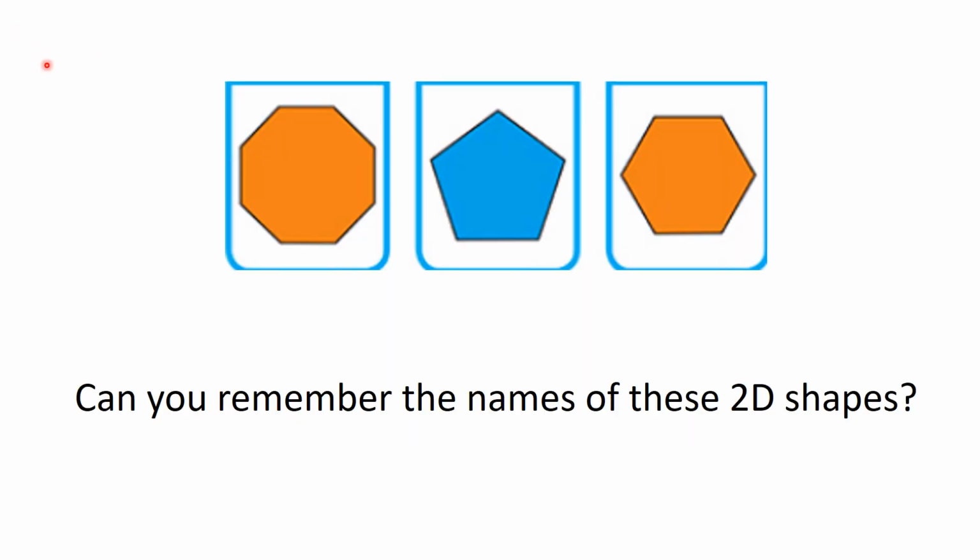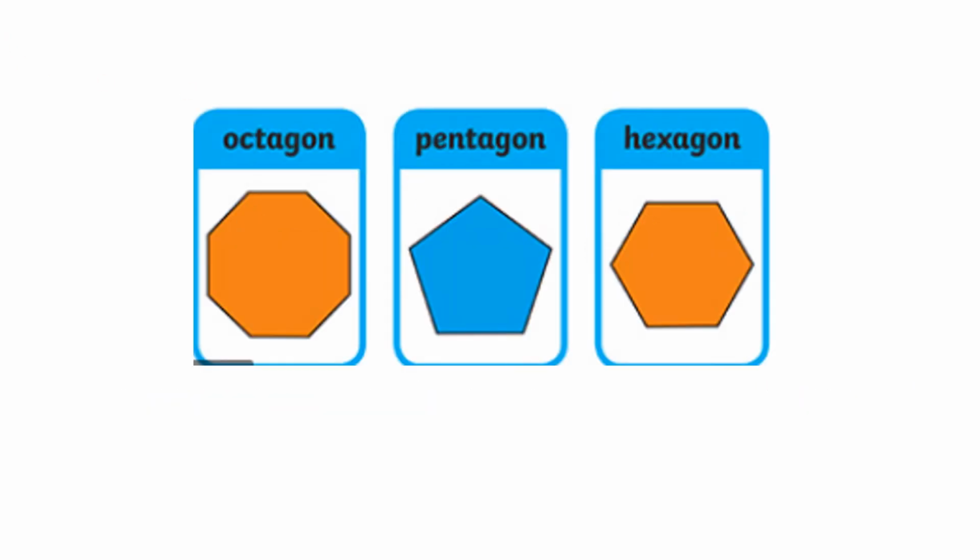Okay, what about these 2D shapes? Here are 3 more 2D shapes. Pause the video, talk with your partner, see if you can remember what these 3 shapes are called. Okay, so here we have an octagon. In the middle we have a pentagon, and on the end we have a hexagon. Well done if you remembered all the names of those 3.